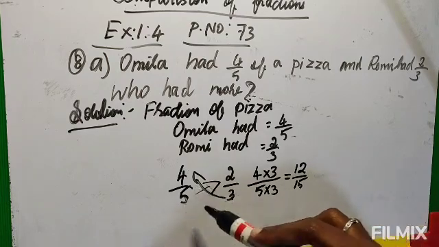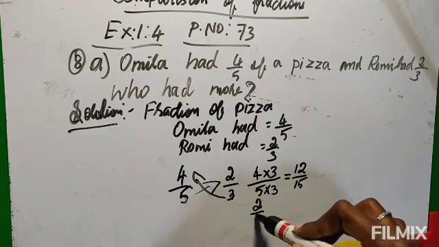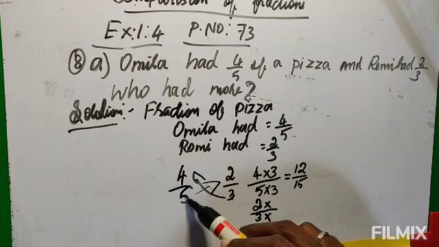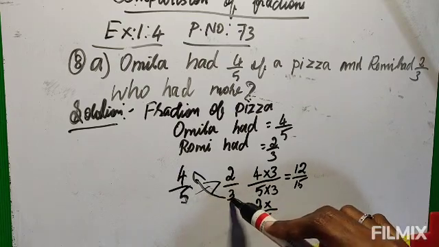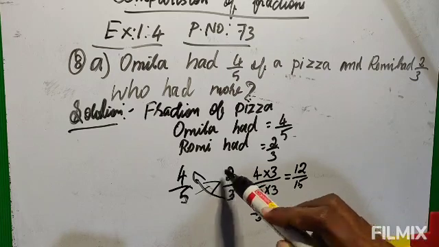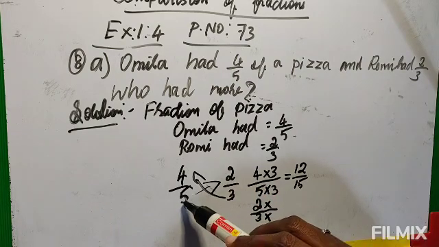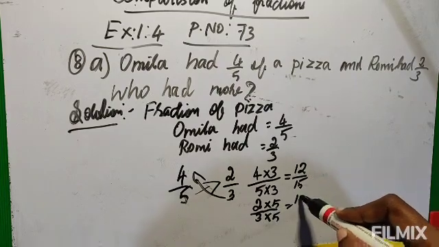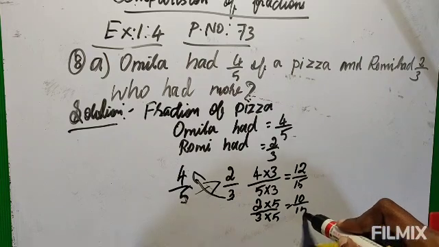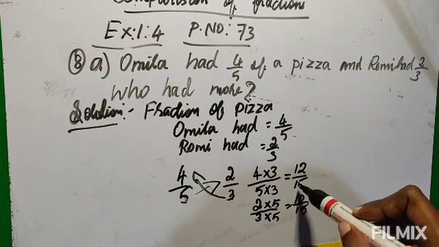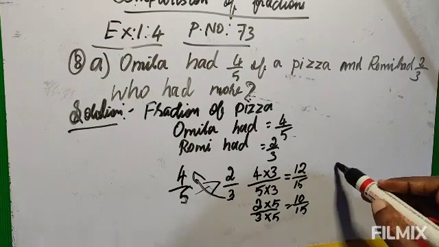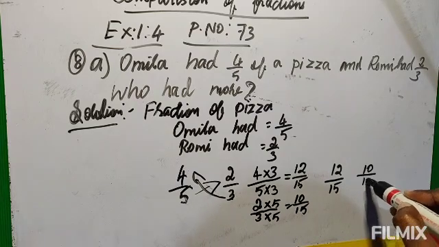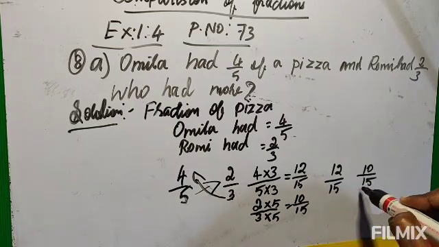Now do the next one, 2 by 3. This fraction you multiply by the other denominator, so by 5 you will multiply. 2 5s are 10, 3 5s are 15. Now both the denominators are the same. So now we have got 12 by 15 and 10 by 15.